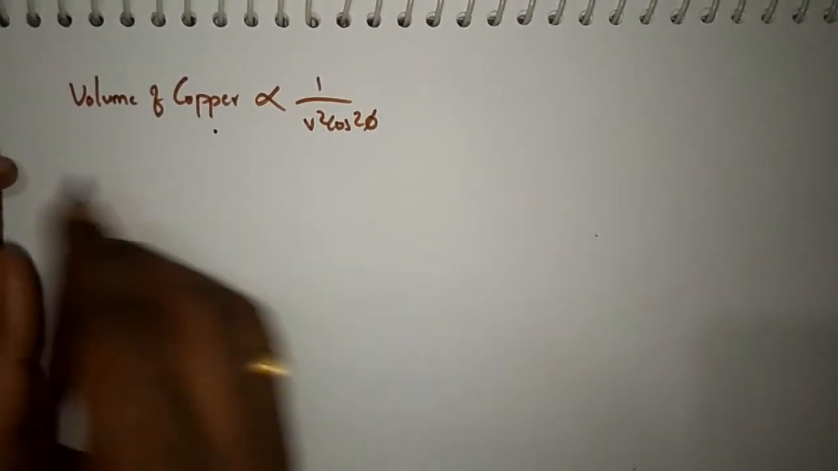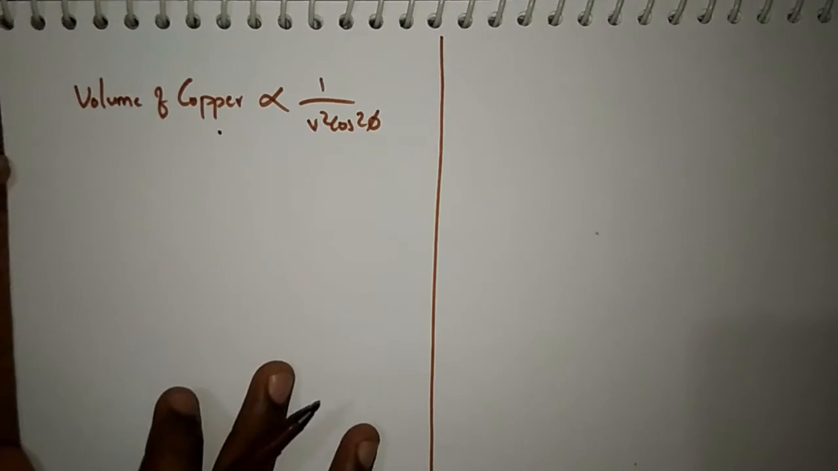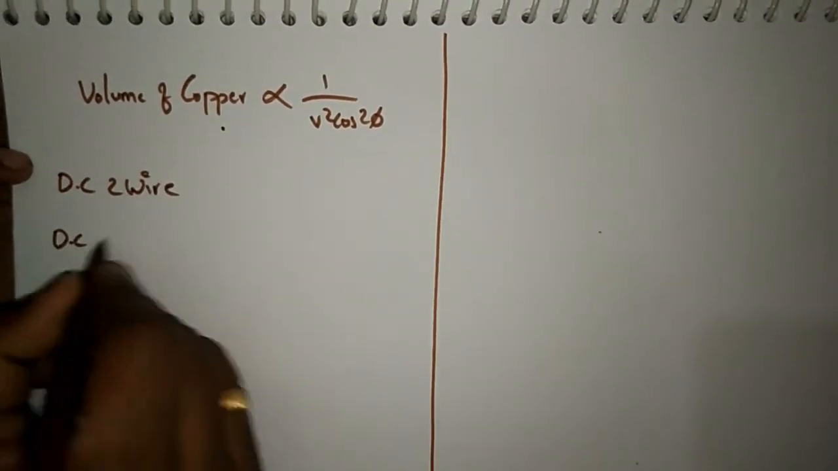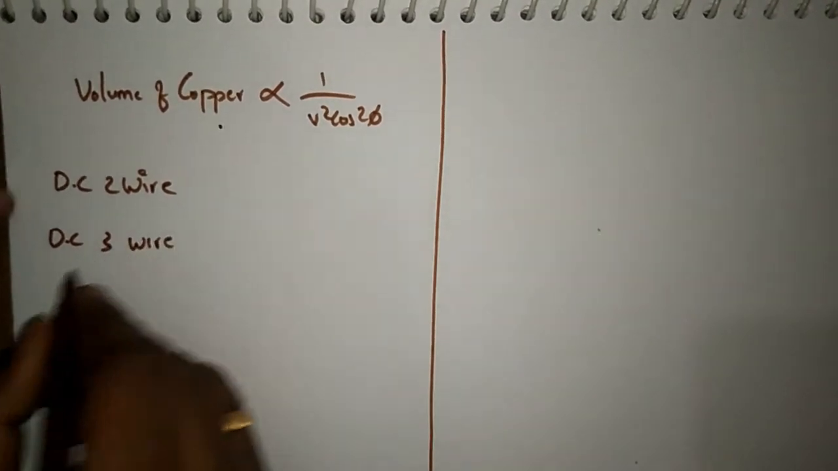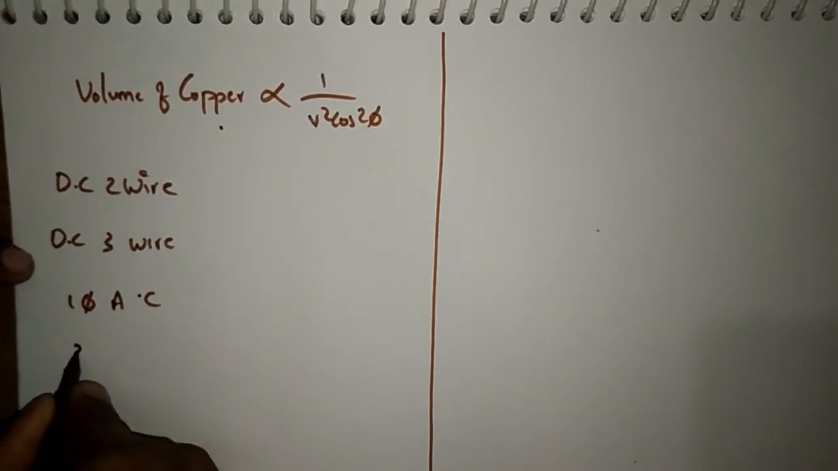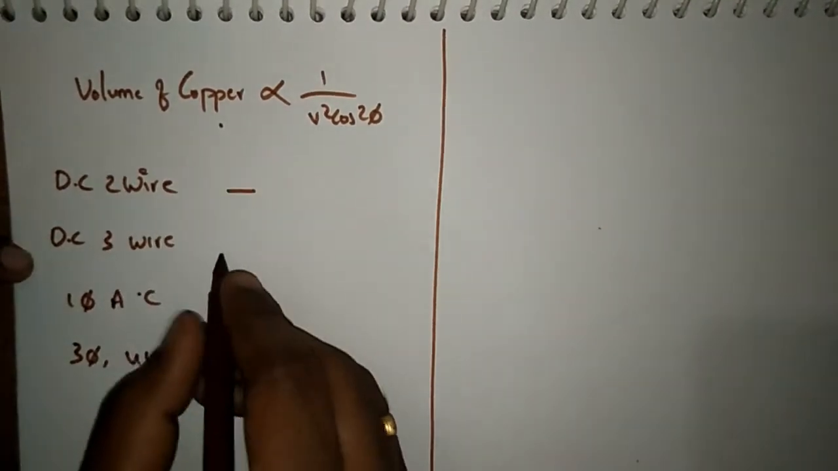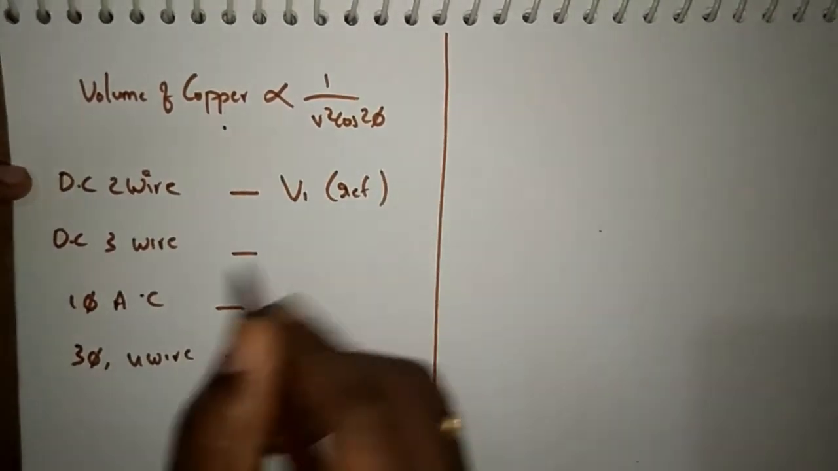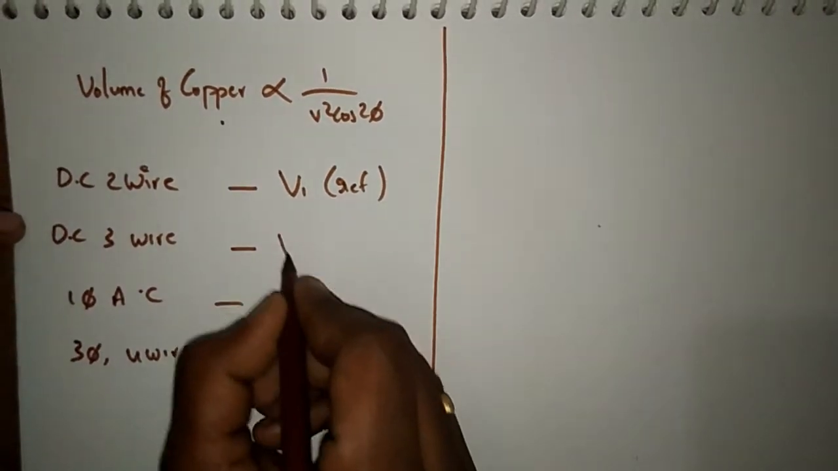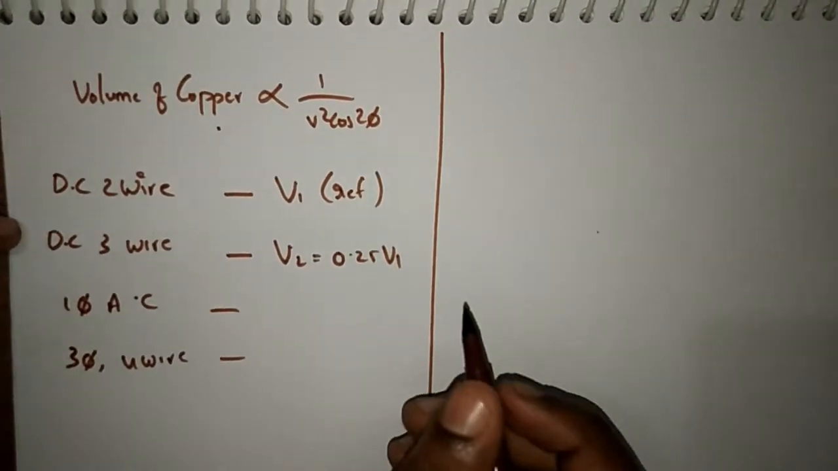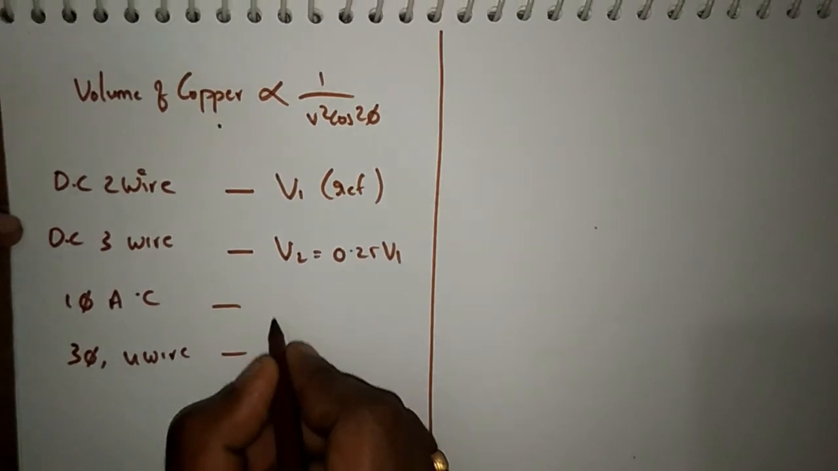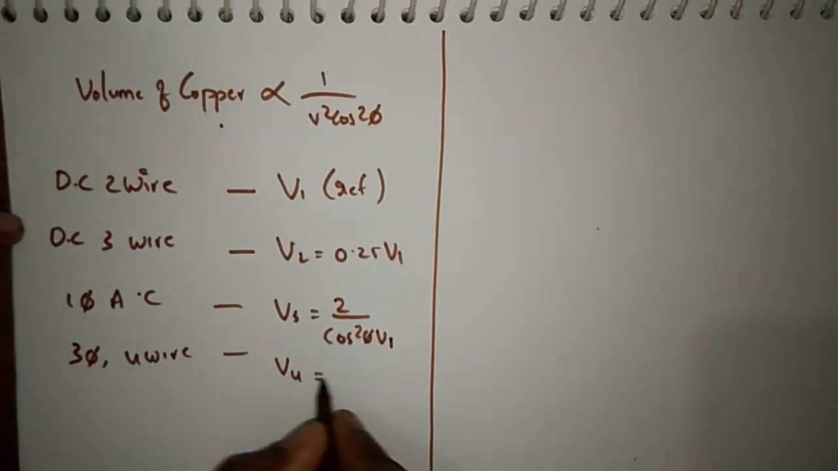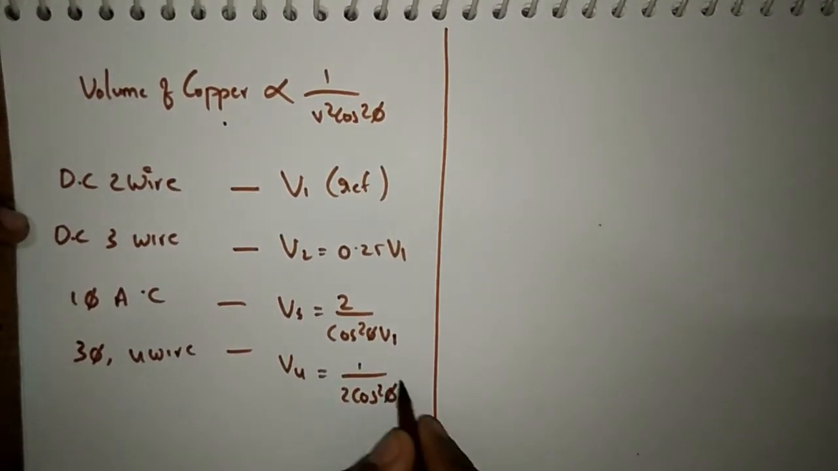So please note one more table here. Depending on this, I am going to add DC 2-wire, DC 3-wire, single phase AC, 3 phase 4-wire, right? So if the volume of copper required for DC 2-wire is taken as reference, so V1 is reference. So for this it requires V2 is equal to 0.25 V1 times, right? So this takes 2 by cos square phi V1, whereas this one takes 1 by 2 cos square phi V1.